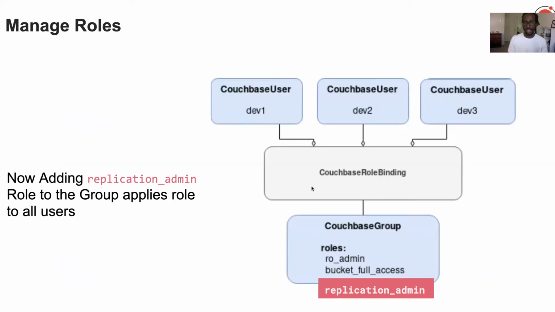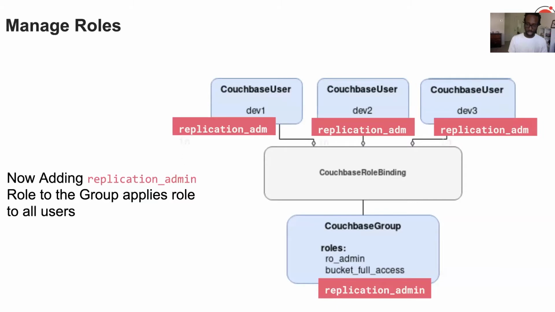So one of the things that's nice about this is once you've added the users, you've had them involved with the group, then administrative things like adding a particular role or removing a role or just managing the system becomes a lot easier. So in a particular example, if you wanted to add the replication admin role to all of the users, then you can simply add it to the group and then the users would inherit the new role.